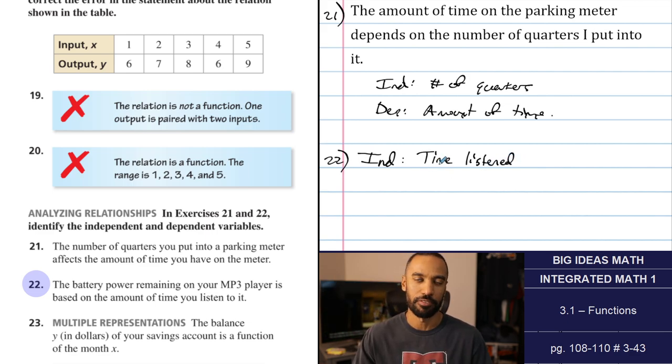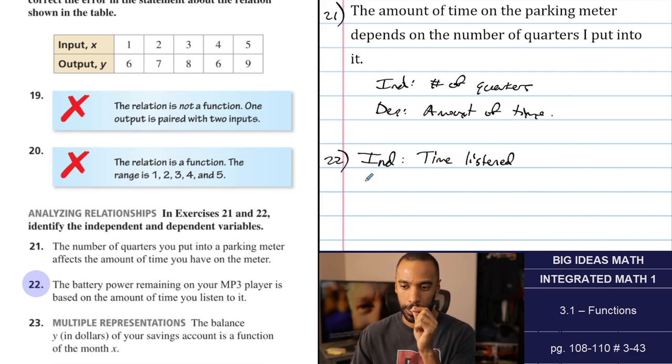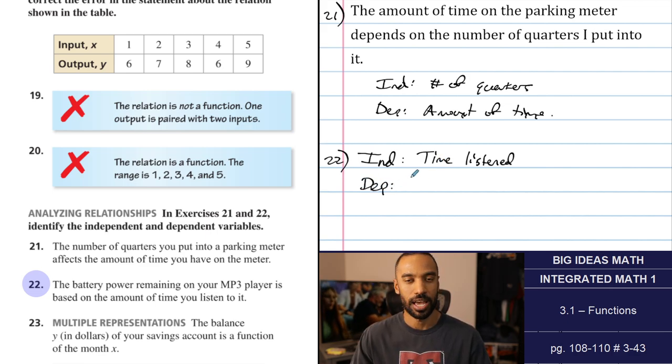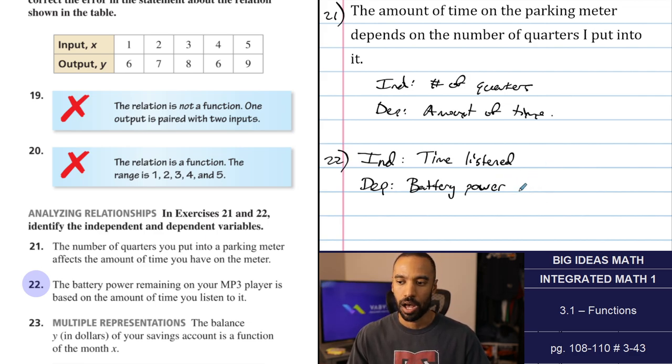Based on time, you can figure something out. That's not always the case, but it's generally the case. It's almost the default assumption unless something changes. Dependent variable is battery power. Listen, you don't have to get very technical on it. You don't have to say that as this goes up, this goes down, or anything like that on MP3 player. Maybe get at least that specific.